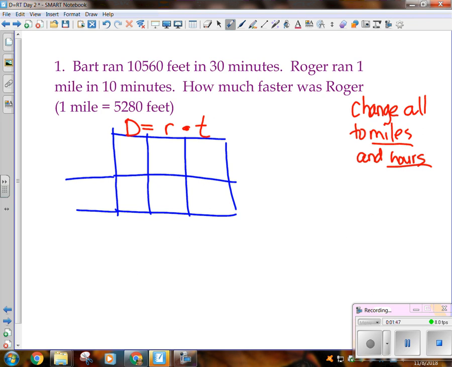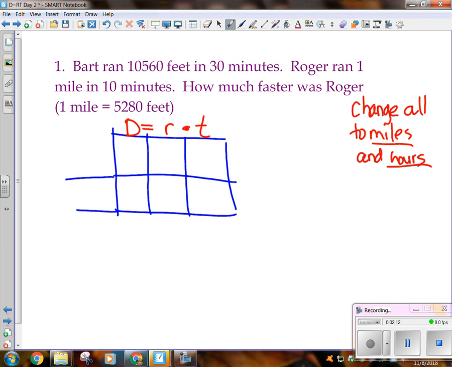Like the first one, I see 10,560 feet. And I don't see hours, I see 30 minutes. But before I can put it in my table, I'm going to have to make sure that I know how to change those over. So we have to have a conversion factor. 1 mile is 5,280 feet. And I'll be honest with you, usually they give you a nice, easy number of miles.